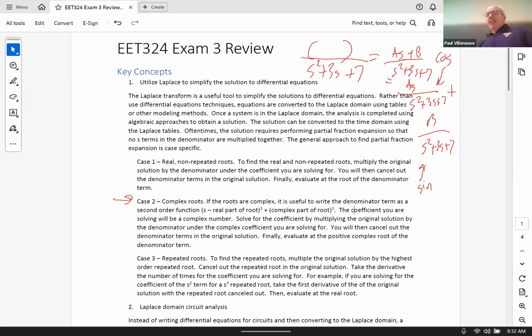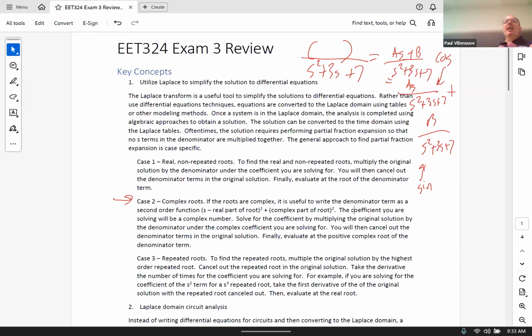The last case, again, is just similar, but if you have real and repeated roots, you have to solve for the highest order root that you have, and then to solve for the next coefficient, the next root coefficient, you're just going to take the derivative of both sides. Everything else is exactly the same.